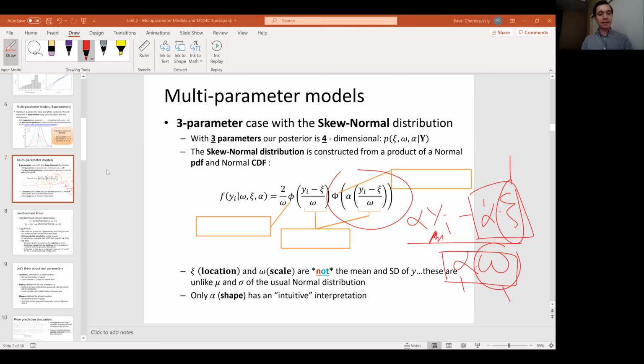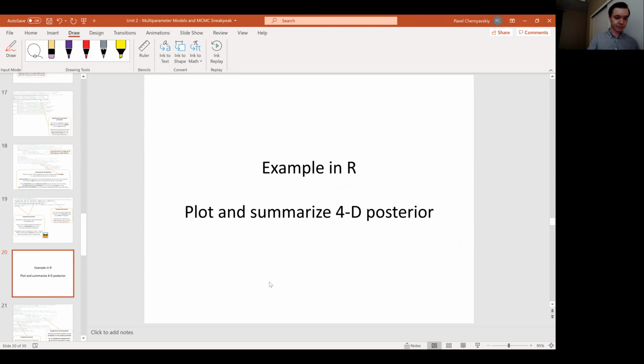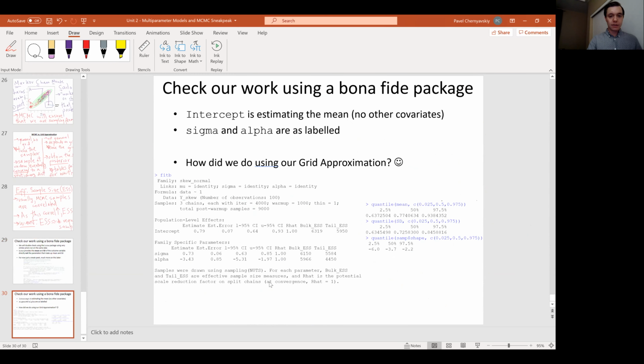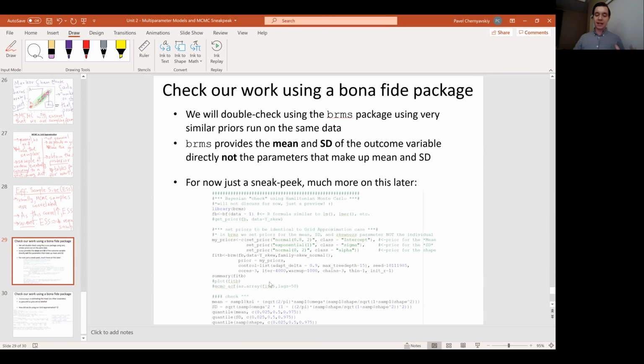So before we end this unit, it's always good to check our work. I wanted to check my work using a bona fide Bayesian analysis package called BRMS. In the next unit, we will begin using it. And there's a non-trivial installation process that we'll go through in the future. So I'm not going to spend too long on this, but just take a look that it has a very user-friendly formula interface. Like this is just like the formula of your lmer function.